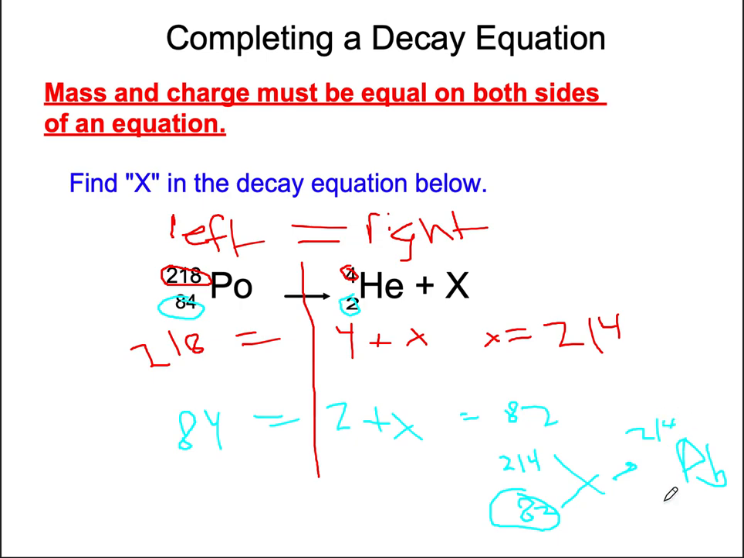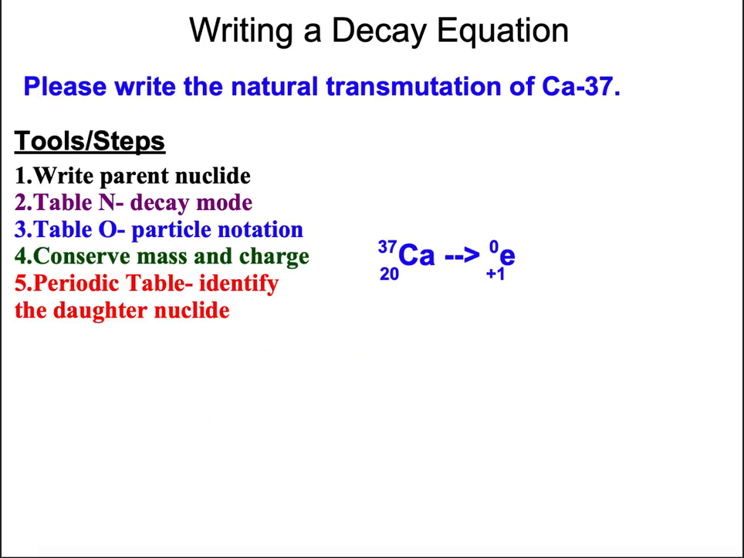So the missing piece in this is just Pb-214, and we write that 82 because that's the atomic number. So in this scenario, we need to conserve our mass and charge. So we're going to add something which is going to help us conserve the mass and charge. Well, what is our numerator? Well, we have 37 on the left and 0 on the right, which means our numerator has to be 37.